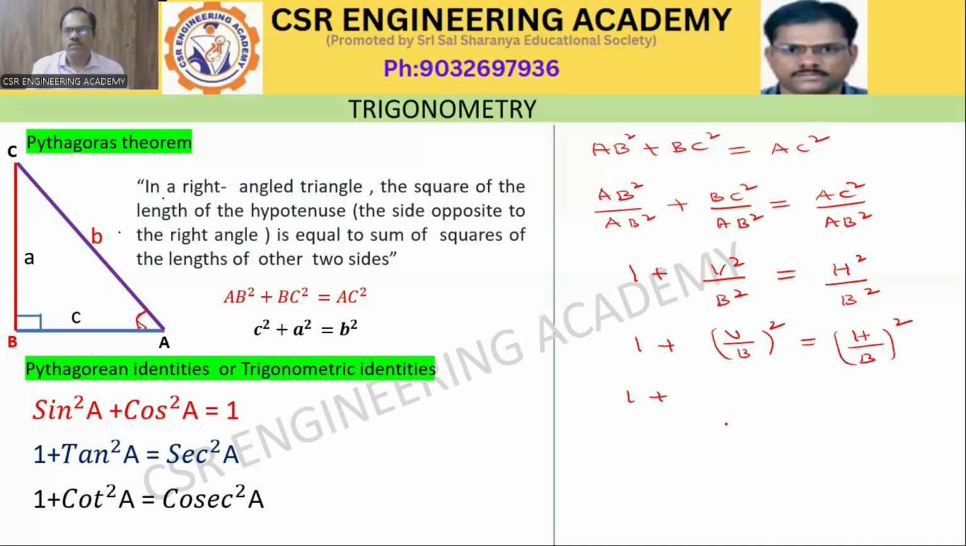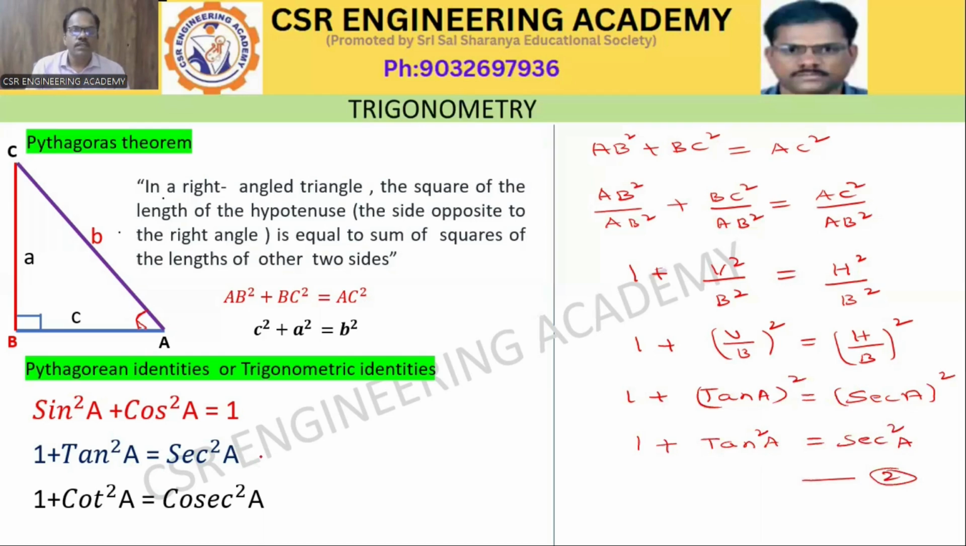1 plus vertical side by base, that is tan A, whole square, is equal to hypotenuse AC by base AB, that is secant A, whole square. 1 plus tan A whole square, that is tan square A, is equal to secant A whole square, that is secant square A. Equation 2, second identity, hence proved.